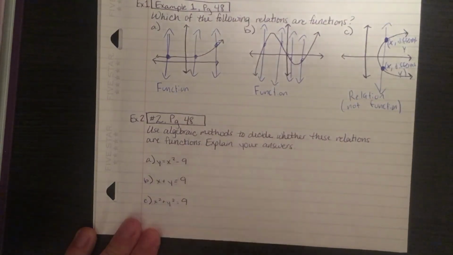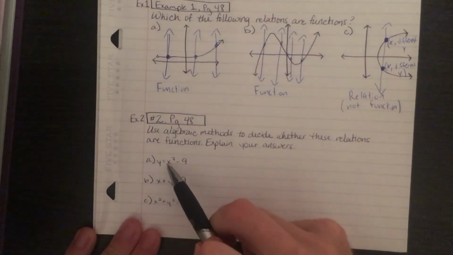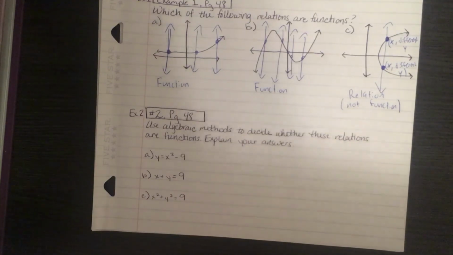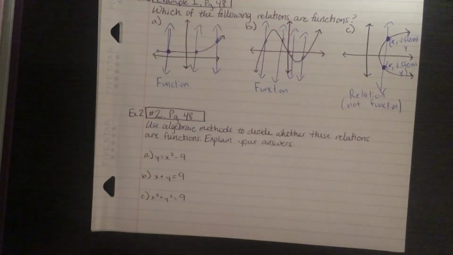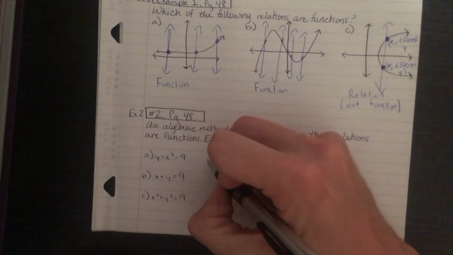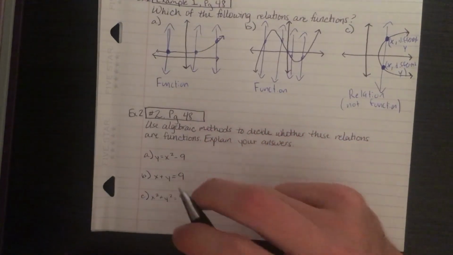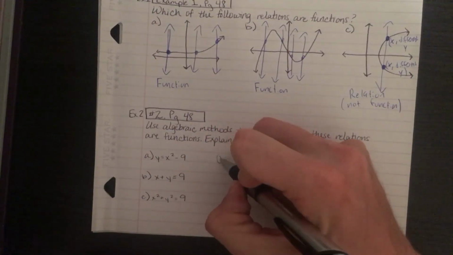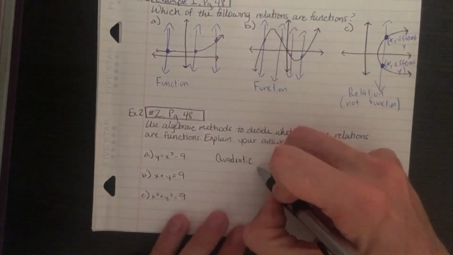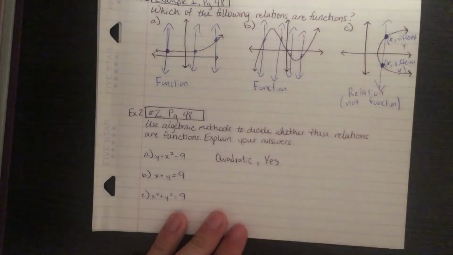This first one is solved for y. We've got y equals x squared minus 9. Regardless of whatever we pick for x, it's going to give us a y value. There's no place where we could have multiple x's here. So this would meet the criteria for it. This is actually a quadratic, with a highest exponent of 2. Its graph would be a parabola, and it would indeed be a function.